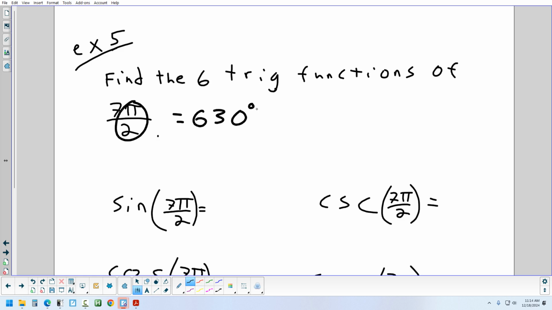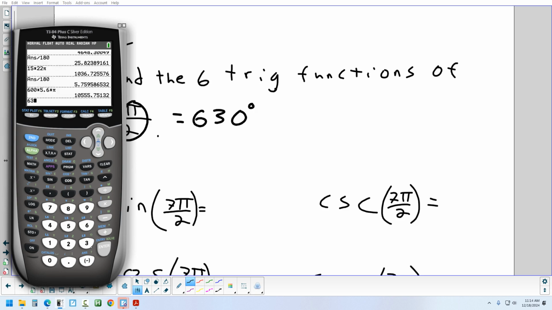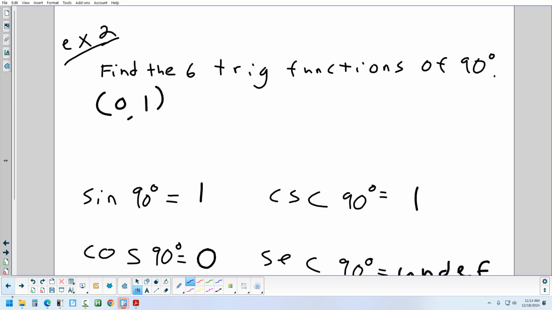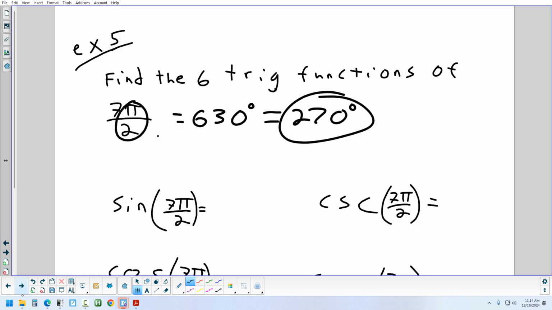But that's still kind of a big angle to work with. What could we do with that angle to make it smaller, but it would still be equivalent when we do this problem out? Subtract 360. Right. We could just subtract 360 from that. So take 630 minus 360, and now you get 270. So, did we do 270 again? Yeah, we already did it. So, example 3 is exactly the same as example 5. So, see example 3 for all the answers there.